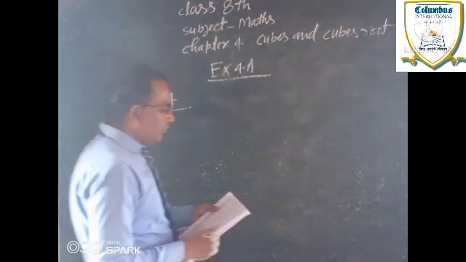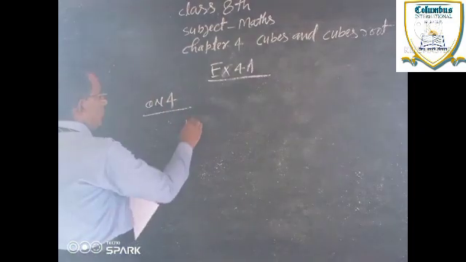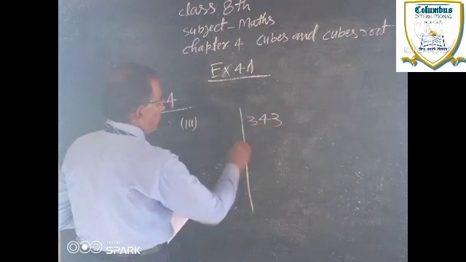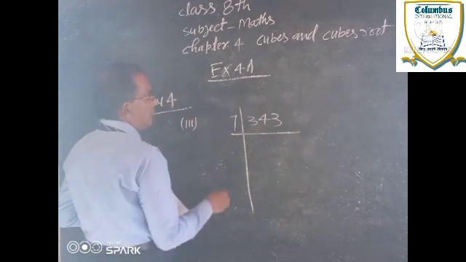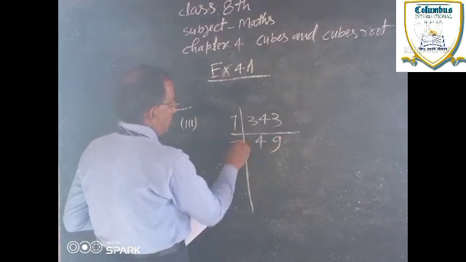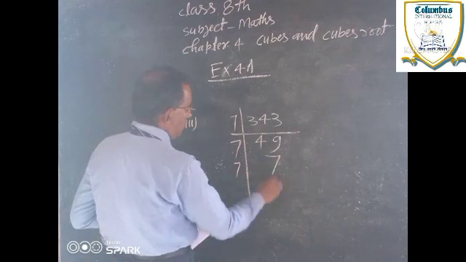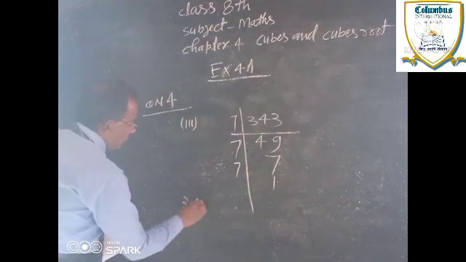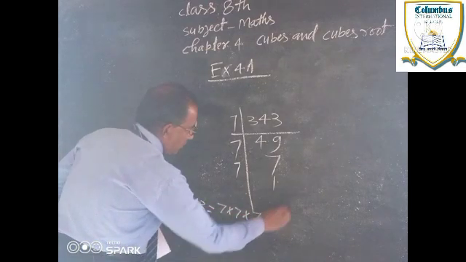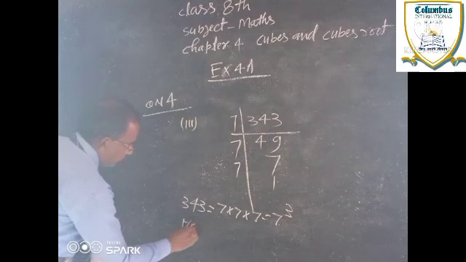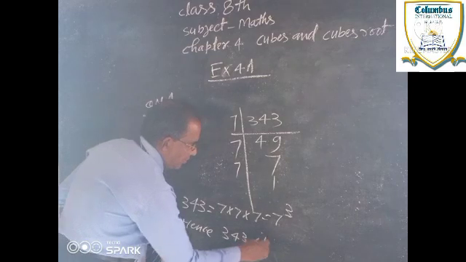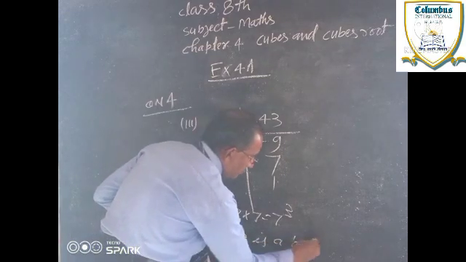Now, other question, third, 343. We divide by 7. 7 4s are 28. 6, 3, 7 9s are 63. 7 7s are 49 and 7 1s are 7. That is 343 can be written as 7 into 7 into 7, 7 cube. So hence 343 is a perfect cube.